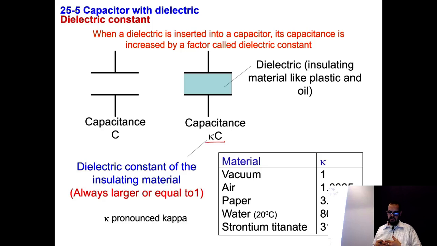because capacitors are used in many devices. They don't want them to be very big because they will take a lot of space. So they want the capacitor to be small, yet with high energy storage. One way of doing that is by using materials like strontium titanate.